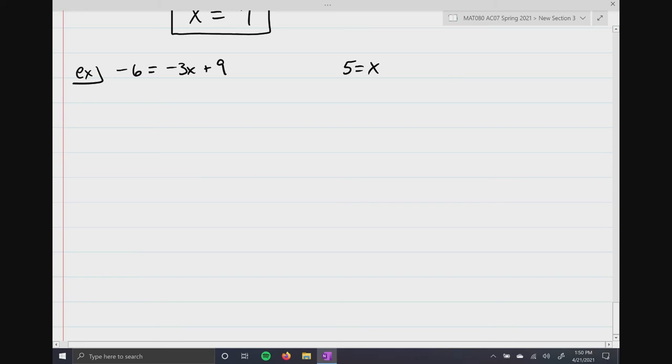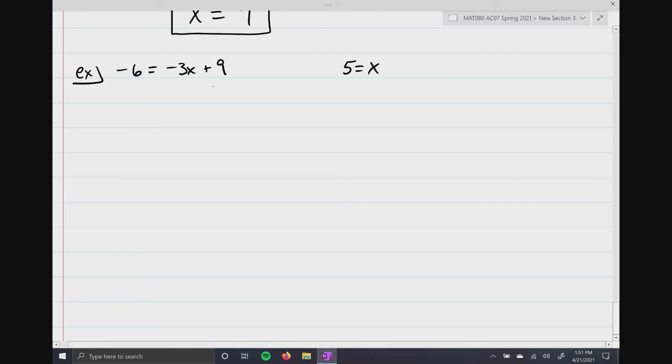So, step 1, do I see fractions? No. Step 2, do I see parentheses? Not at all. Step 3, I look on the left. Nothing I can combine on the left. I look at the right. Nothing I can combine on the right. So, we get all the way down to step 4 before we could do any work. Step 4, I'm going to get the variable terms on one side, constant terms on the opposite side.